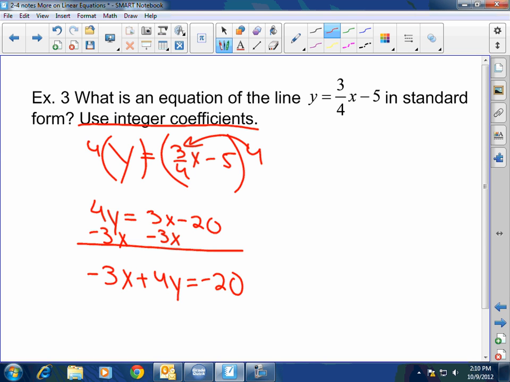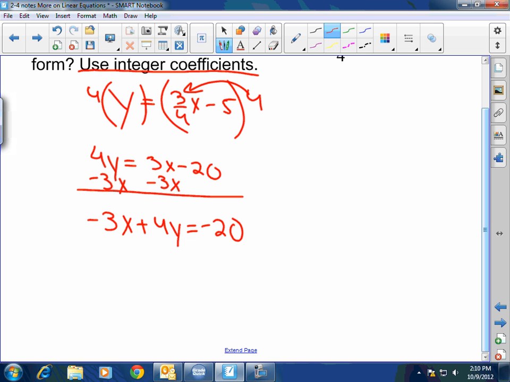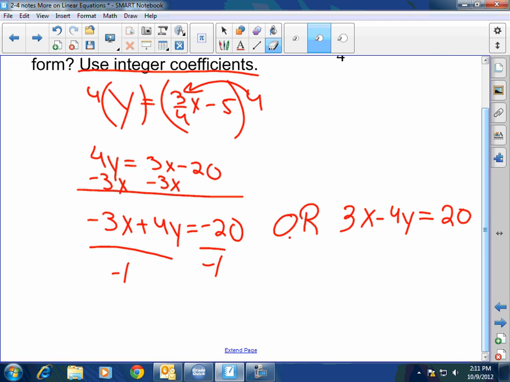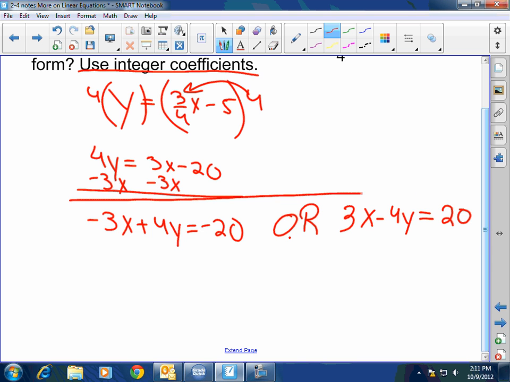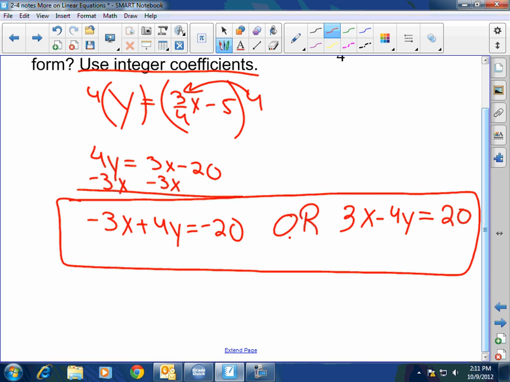Now, even though they said use integers, sometimes, not me, but the SAT will be a little picky about this. You can have this in this format, but sometimes they want the x positive. So if they want the x positive, wouldn't you just divide everything by a negative 1? If you did that, you would have 3x minus 4y equals positive 20. For Mr. Morrow, I don't care. I do care that they have to be integers, but you can give me either, and I will be fine with that, gentlemen. Does that make sense?